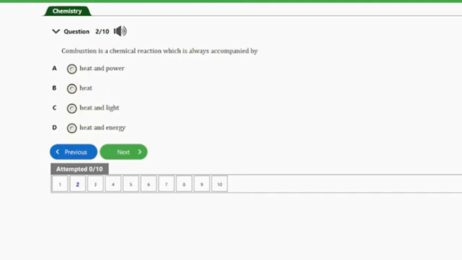Question number 2, it says, combustion is a chemical reaction which is always accompanied by A. Heat and power, B. Heat, C. Heat and light, D. Heat and energy. So guys, the answer to this question is option C here. That's heat and light. So we need to understand that combustion is always accompanied by heat and light. So most substances burn in air, and burning or combustion is a chemical reaction which is frequently accompanied by the production of light and heat. So that's it for that question. Let's consider the next question.